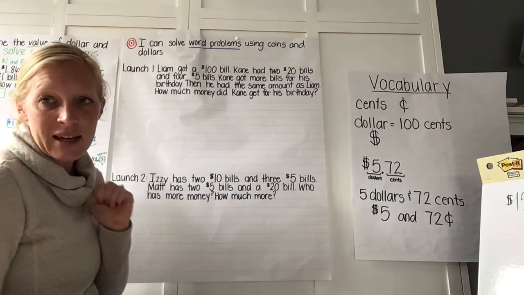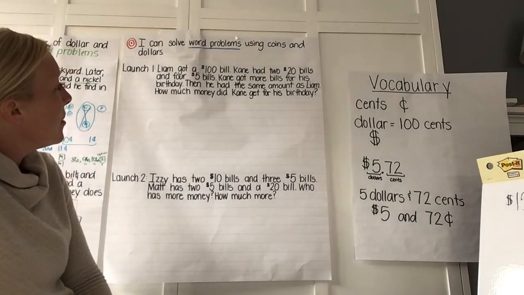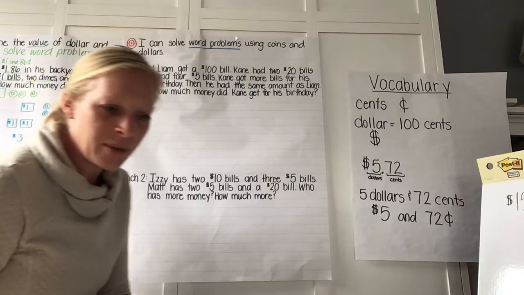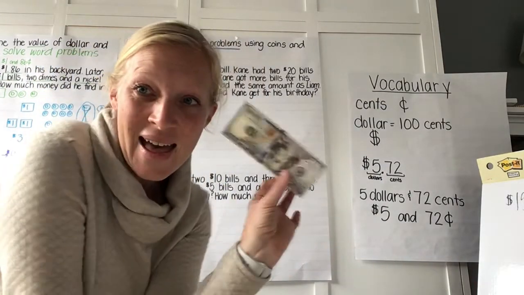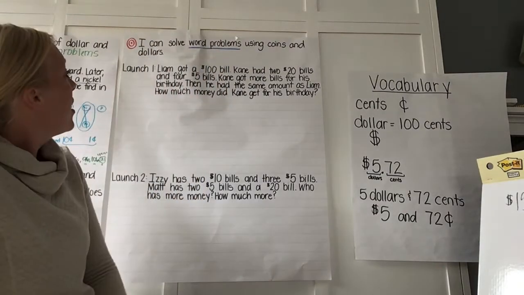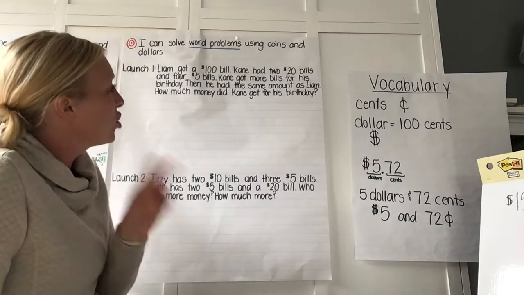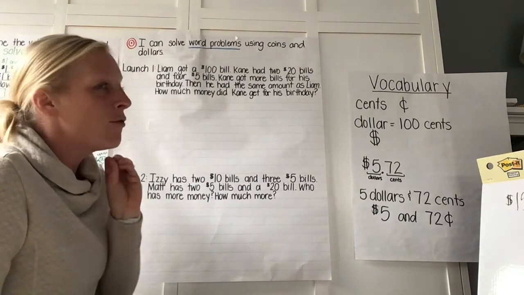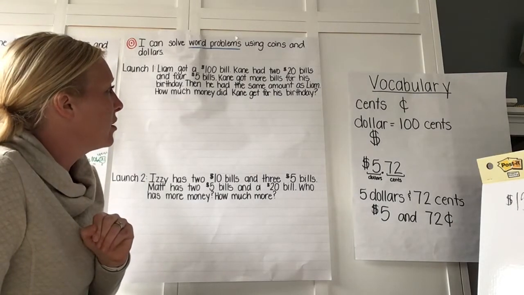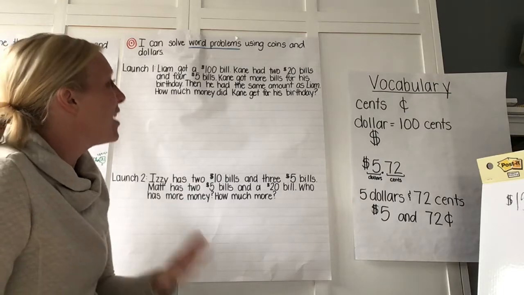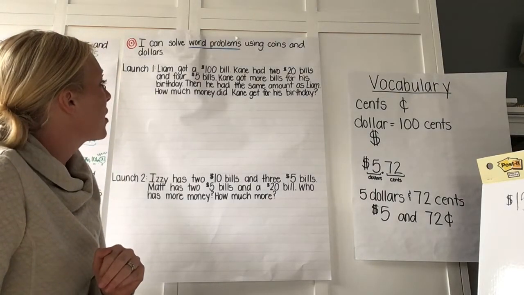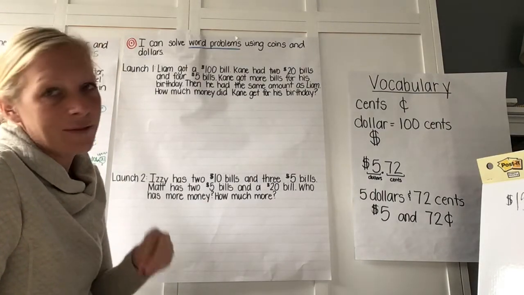Let's go ahead and take a peek at number 1. Liam got a $100 bill. Kane had 2 $20 bills and 4 $5 bills. Kane got more bills for his birthday, and then he had the same amount as Liam. How much money did Kane get for his birthday?